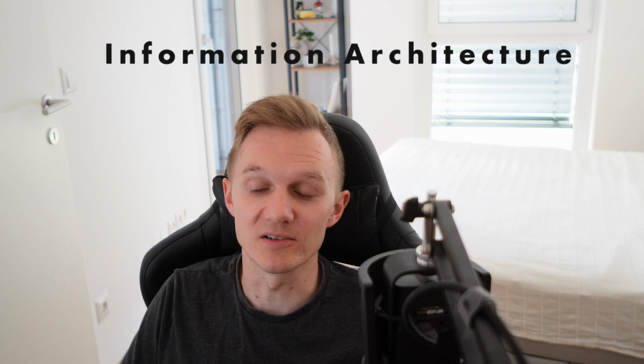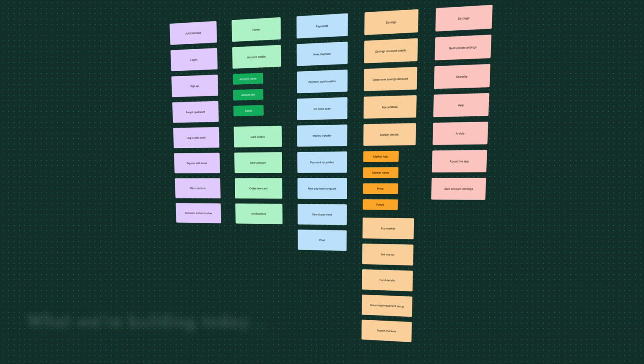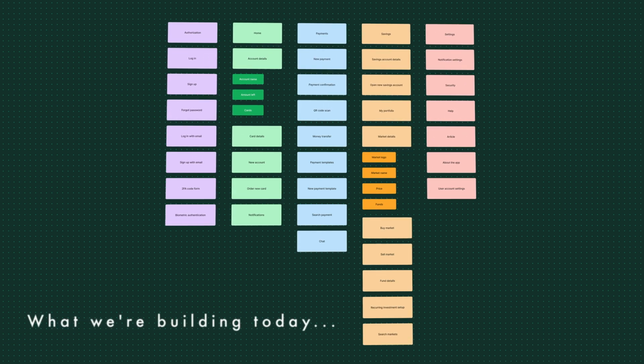Today we'll take a closer look into information architecture. Information architecture is very important in UX design because well-structured information architecture is crucial for success of any digital product. It impacts usability, accessibility, and overall user experience.